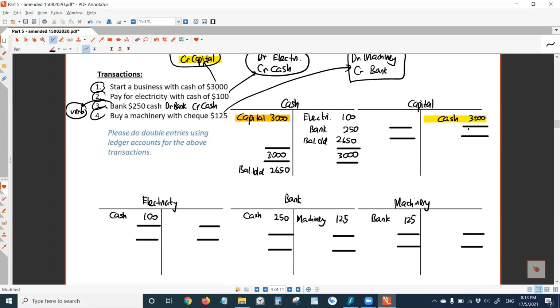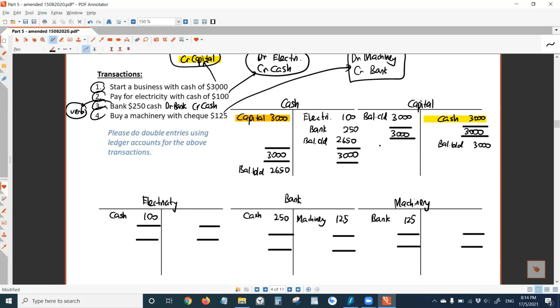Followed by the next one. Here the capital account, you have only one entry on the credit side. That means credit side is greater. Total it up to become 3,000. Copy this total to the other side. Nothing to minus. That means you minus nothing, you get back your 3,000. Write balance c/d, write balance b/d.